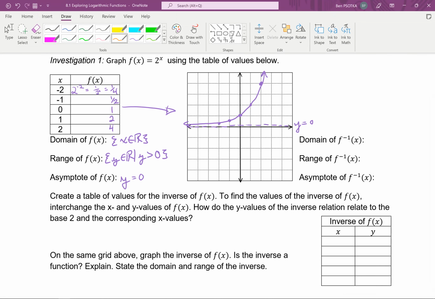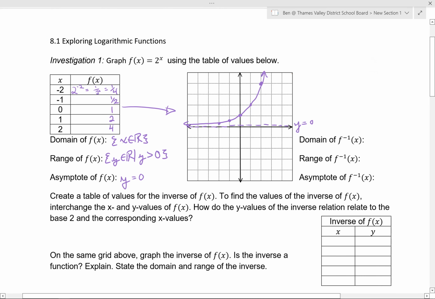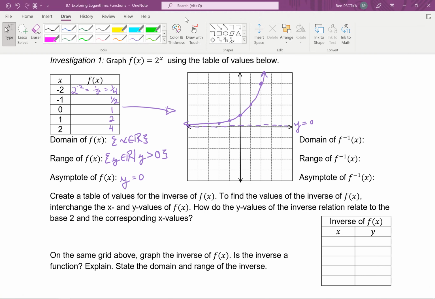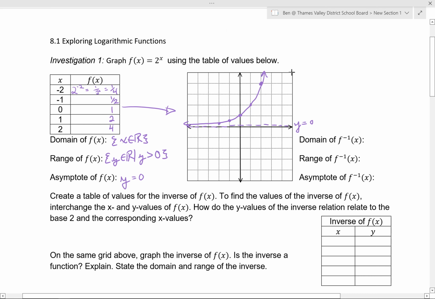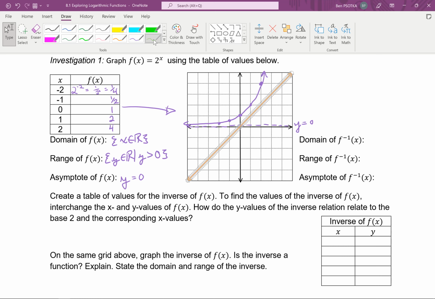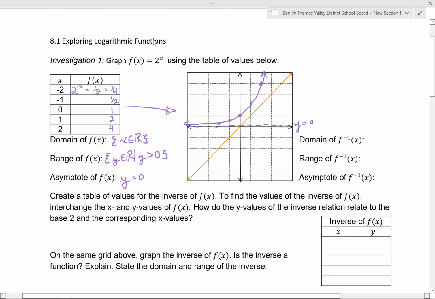Now remember, if we're coming up with an inverse, that's like a reflection over the line y equals x. We'll go with orange for our reflection line. If we're inverting the points, that's like we're interchanging the y coordinates for the x coordinates and x coordinates for y coordinates. So we can use this table to come up with the values for x and y for the inverse function. We just switch the x and y coordinates at every single step.